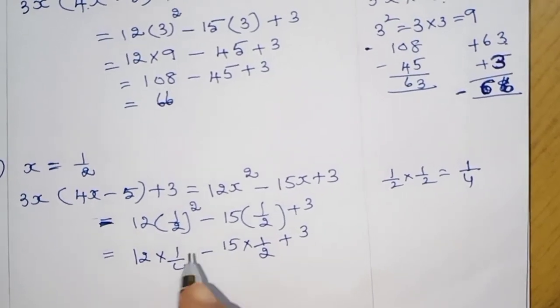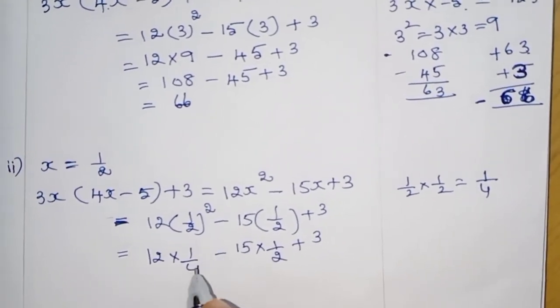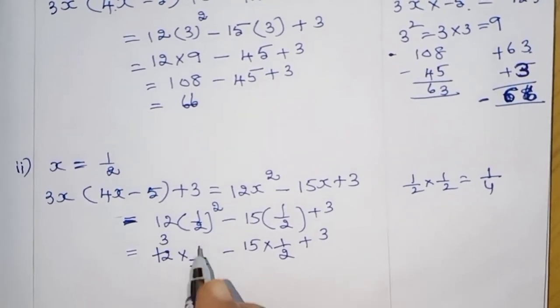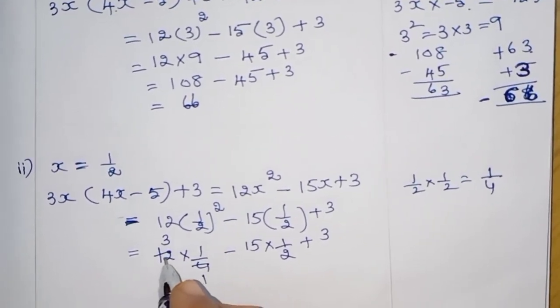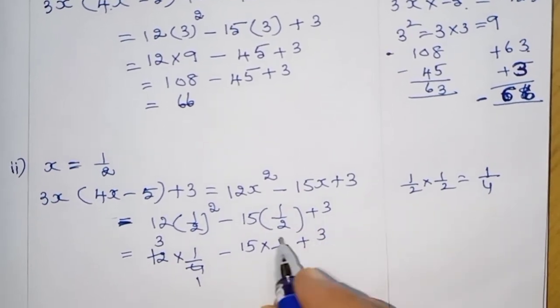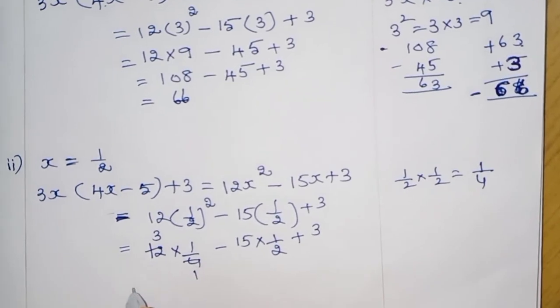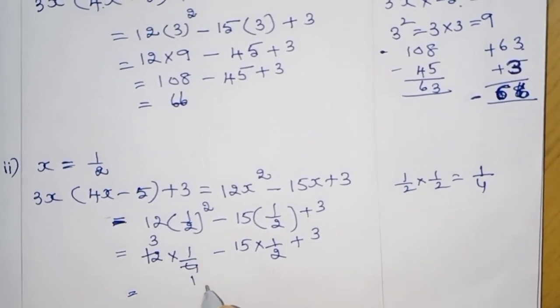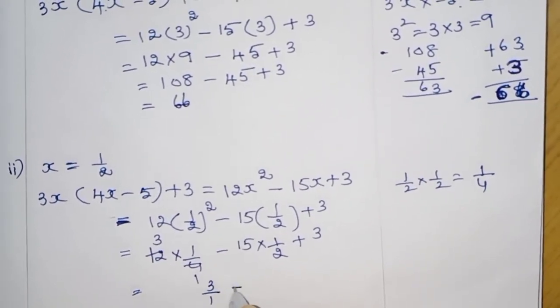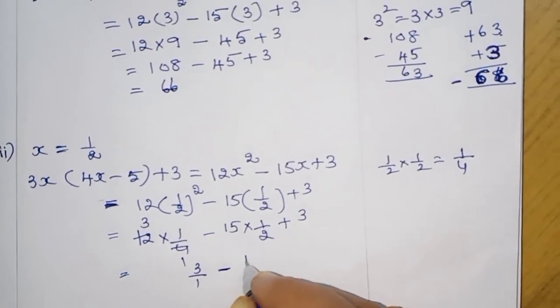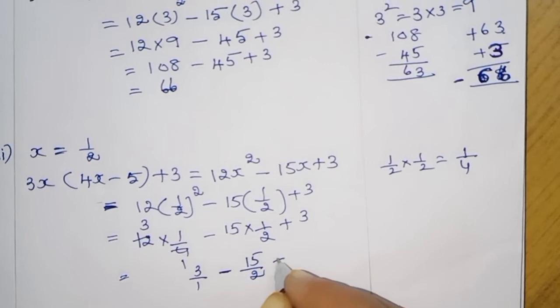So here, 4 ones, you can cancel them. 4 threes are 12. So one number in the numerator and one number in the denominator, here you cannot cancel them, so we leave it as it is. So we write like this now. 3 ones are 3, it is 3 by 1 minus 15 ones are 15, 15 by 2 plus 3.